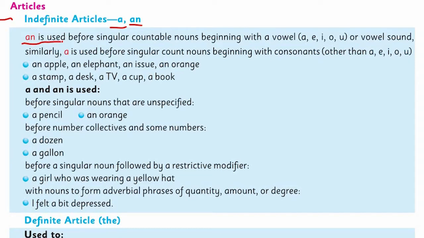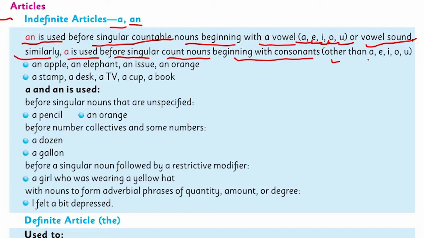An is used before singular countable nouns beginning with a vowel like A, E, I, O, U or vowel sound. Similarly, a is used before singular count nouns beginning with consonant other than A, E, I, O, U. For example, an apple, an elephant, an issue, an orange. A stamp, a desk, a TV, a cup, a book.